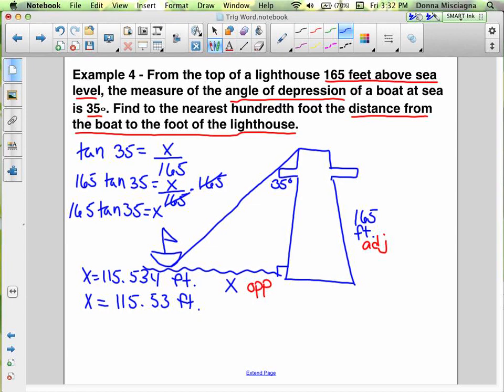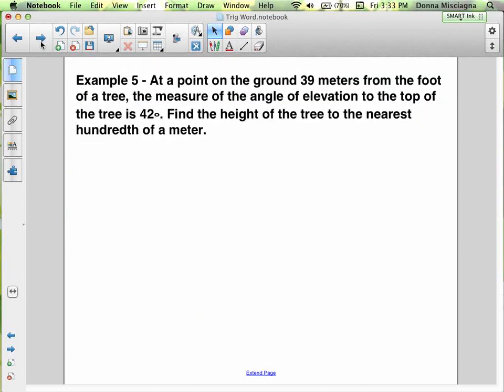So really the only new part is just combining how to interpret the problems to create our right triangle so that we can set it up and use trig ratios to solve. So the only new part we're adding is just how do you take the word problem and make it a triangle. Let's look at the next problem.